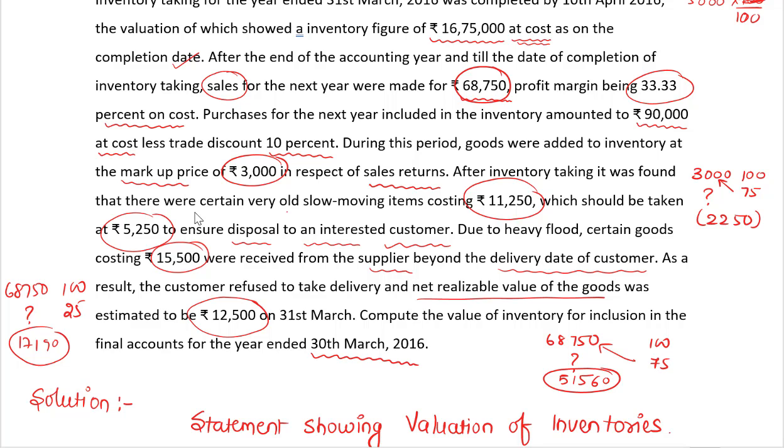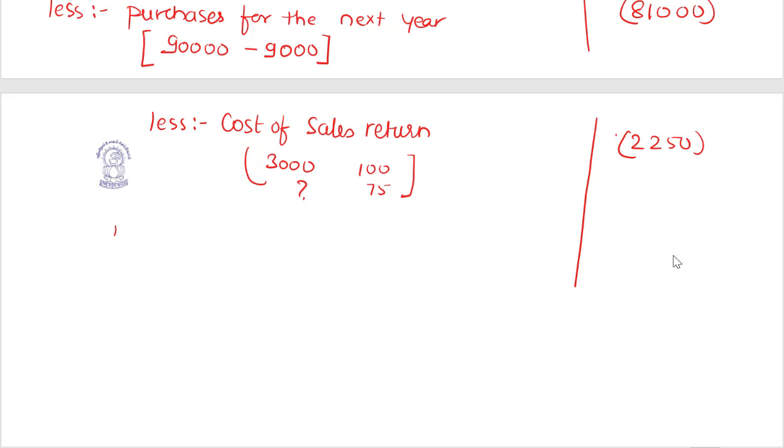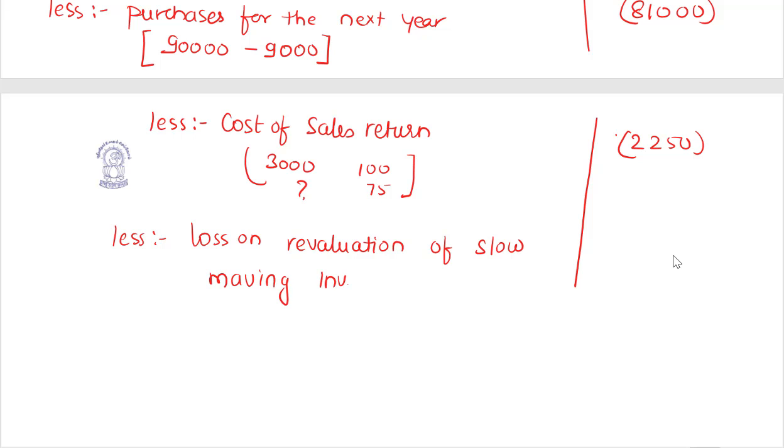After inventory taking, it was found that there was a certain very old, slow moving inventory costing 11,250 which should be taken at 5250. So there is a loss of 6,000 over here. The slow moving inventory loss is 6,000. Write less loss on revaluation of slow moving inventories.